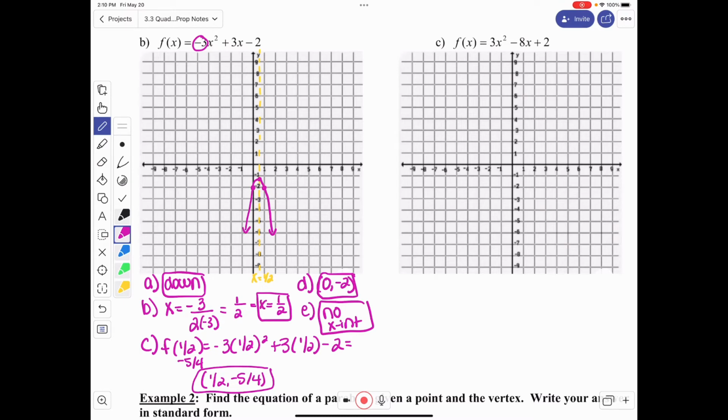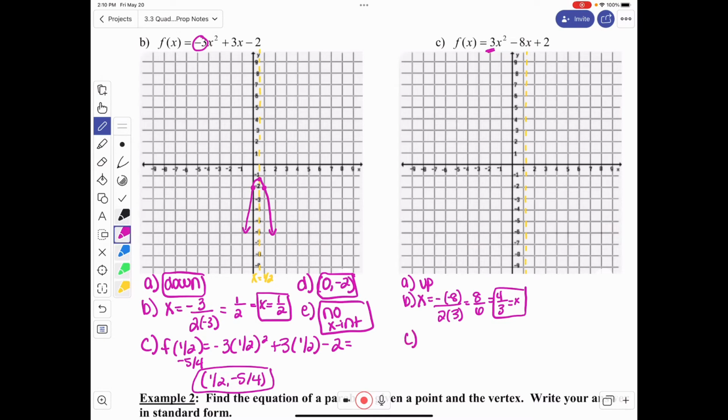All right, on C, if I look here, I see that that's positive, therefore it's going to open up. If I do my axis of symmetry, I have negative, and then b is negative 8 over 2 times a, which is 3. So that's going to be 8 over 6, which reduces to 4/3. So my axis of symmetry is going to be about right here, 1 1/3, or 1.3.